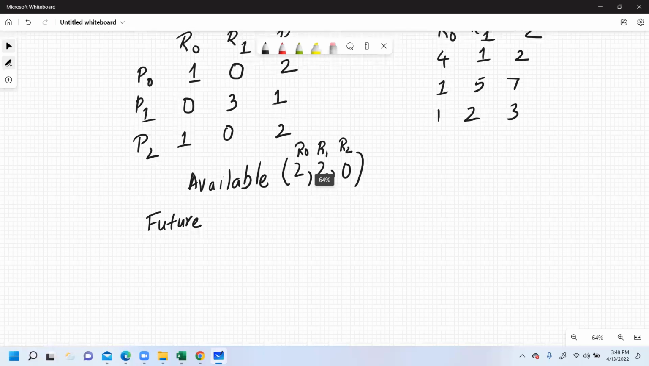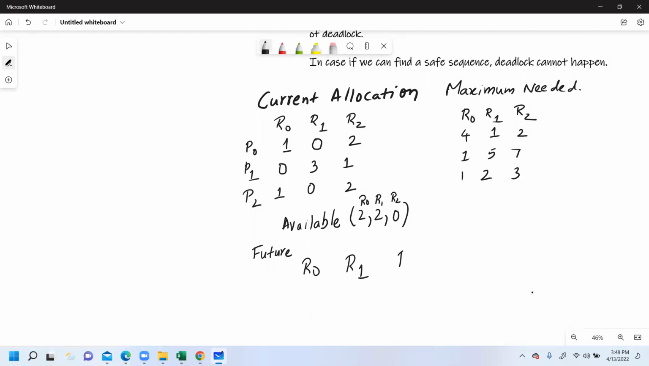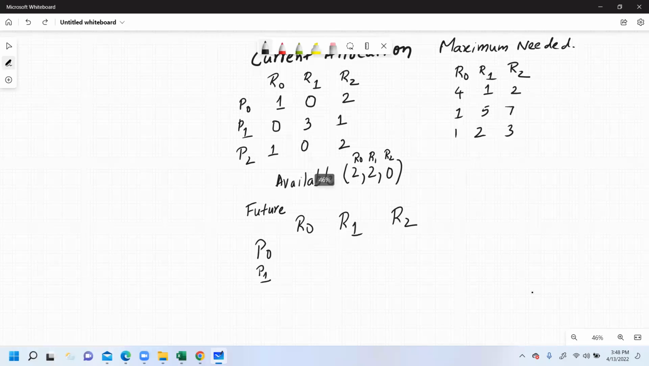Then we have the future matrix. So how do you know the future matrix? These are the currently allocated, so the future matrix also should have R0, R1, R2. Who can tell me how you get the future matrix? In the future, I need these many resources. How do you calculate the future from the previous class? The maximum needed, minus the current allocation.